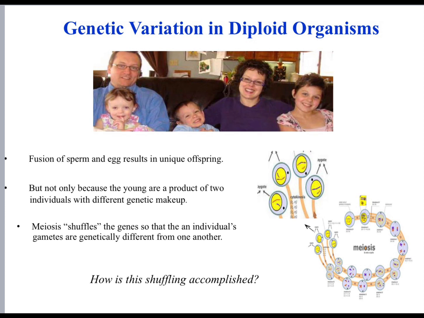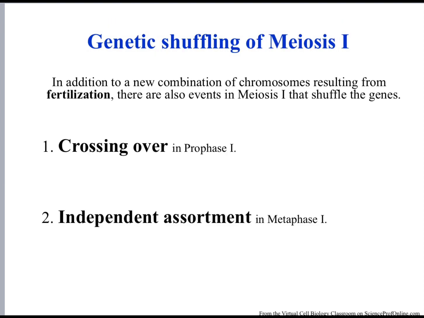Meiosis also shuffles the genes so that the individual's gametes are genetically different from one another. So how is the shuffling accomplished? Shuffling in meiosis 1 is in addition to the new combination of chromosomes resulting from fertilization. There are also events in meiosis 1 that shuffle the genes. Number 1 is crossing over in prophase 1, and number 2 is independent assortment in metaphase 1.